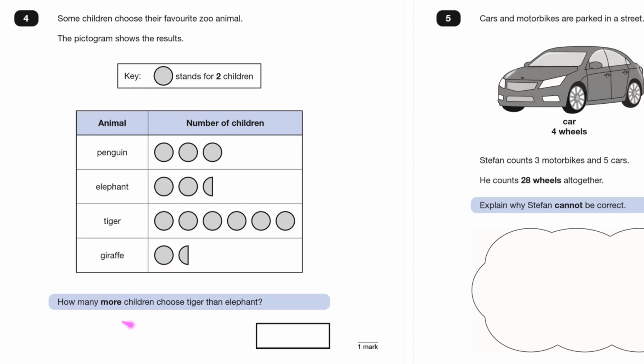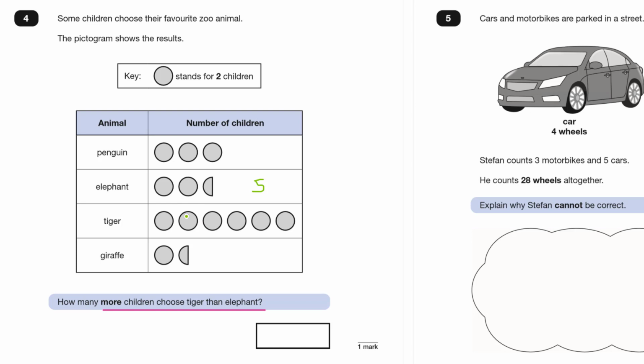How many more children choose tiger than elephant? Now, this is the bit that's important because this is the bit where people go wrong. How many more children choose tiger than elephant? So we're looking for the difference between the tiger and the elephant. If we look at the tiger and the elephant, there's a couple of different ways you can do this. We could either label elephant. So remember, each circle is 2. So 2, 4, half of a circle will be 1. So this is 5.